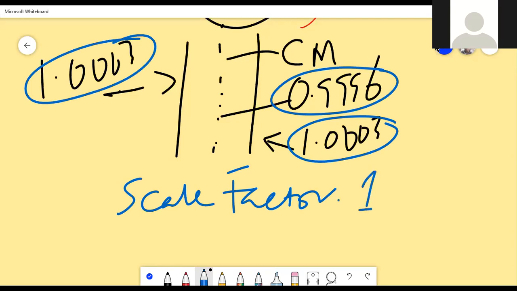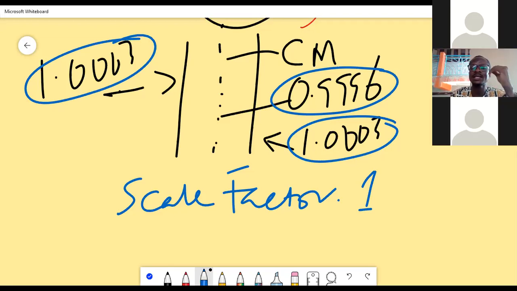Can I try, sir? Yes, mention your name and try. It means that along that line, along that section, all the figures there are being multiplied by. No. When someone says a scale factor of 1, what does it mean? That's the question. So answer the question.